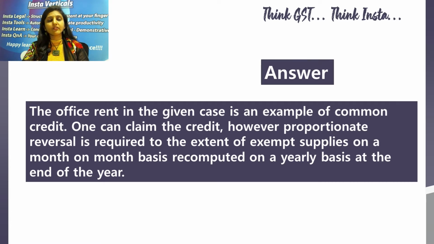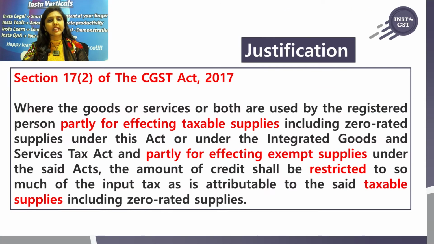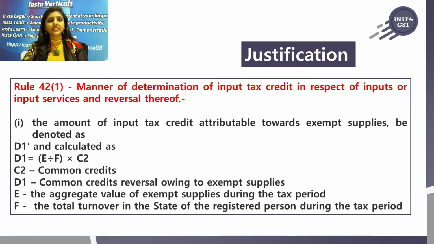However, proportionate reversals to the extent of exempt supply need to be done on a month-to-month basis, and on an annual basis it needs to be recomputed and corresponding adjustment needs to be made. The input tax credit reversal provisions provide that whenever an input tax credit is used partly for effecting taxable supplies and partly for exempt supplies, then there is a restriction with respect to the input tax credit, which is available only to the tune of taxable supplies, because the GST ITC mechanism is a credit chain system where the credit is available to the tune of taxable supplies.